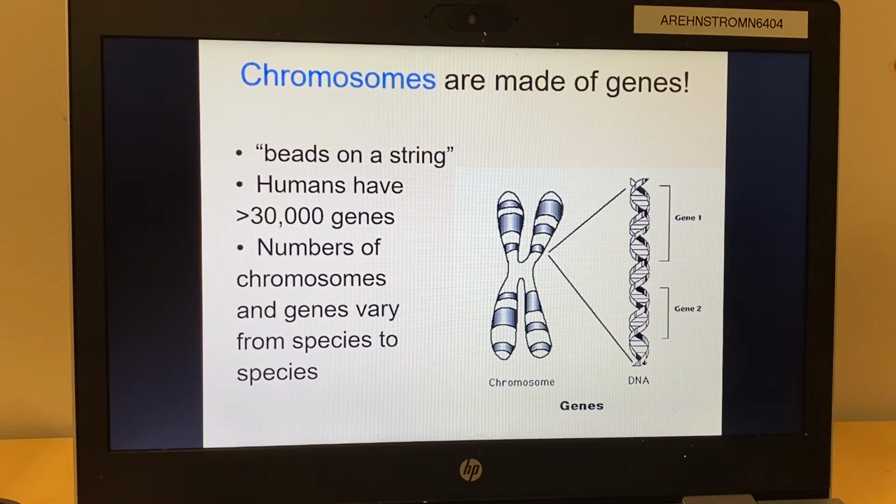And also, I just want to point out that the number of chromosomes and genes varies from species to species. So obviously, you, as a human being, have different genes compared to a coconut or a bacteria or a squirrel. However, all of your DNA is made up of the same building blocks. It's just how much there is and what sequence it's in that makes us different from species to species.